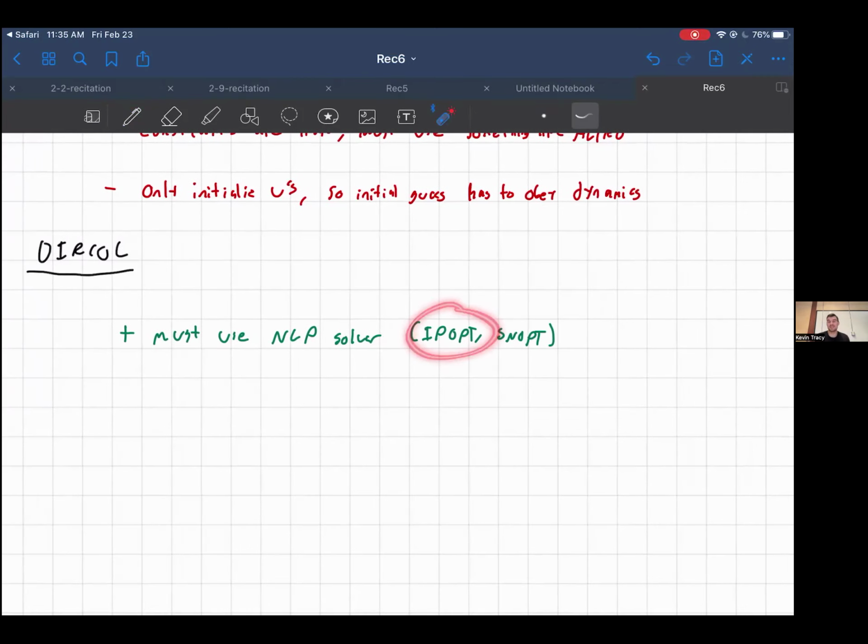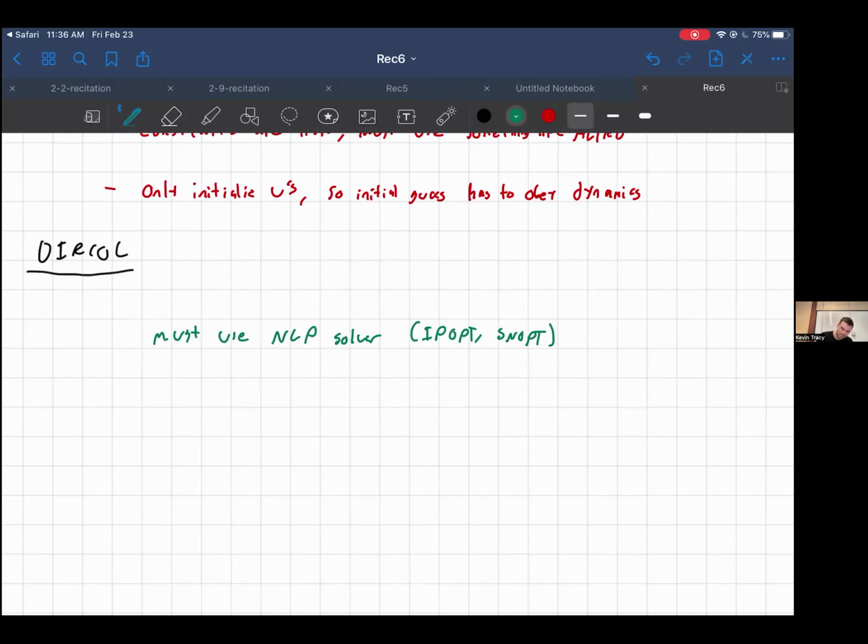And IPOpt is probably the most common because it is open source and it was made at CMU, which is cool, by a group in chemical engineering with Lorenz Biegler. They basically wrote IPOpt a long time ago and are still maintaining it, and it's used all over the place, which is cool. So you must use an NLP solver.